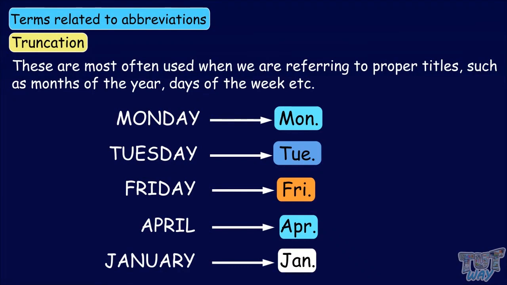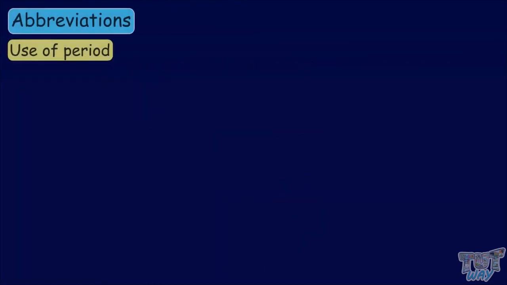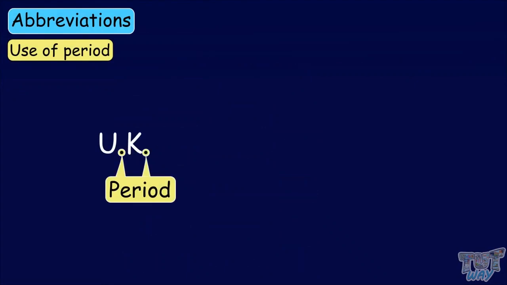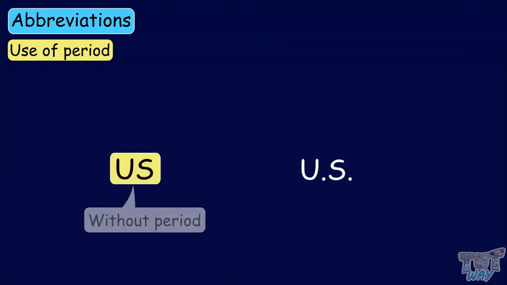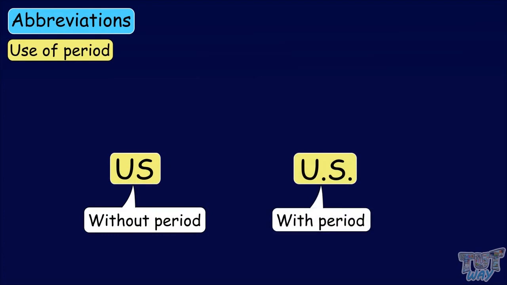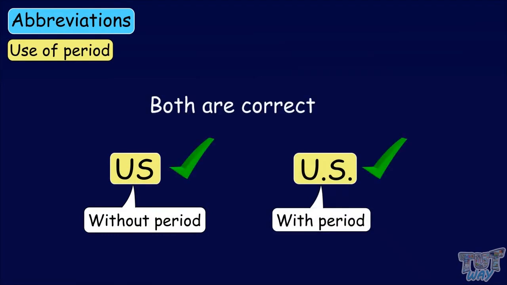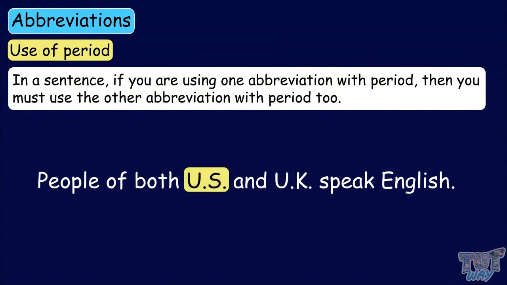So, we have learned a lot about abbreviations. Now, here is a tricky rule to remember. Sometimes we use periods between the letters of an abbreviation, and sometimes we don't. Like here, we have two ways of writing US. One without periods and one with periods. Both are correct. We just need consistency while using abbreviations. That is, in a sentence, if you are using one abbreviation with periods, then you must use the other abbreviation with periods too.